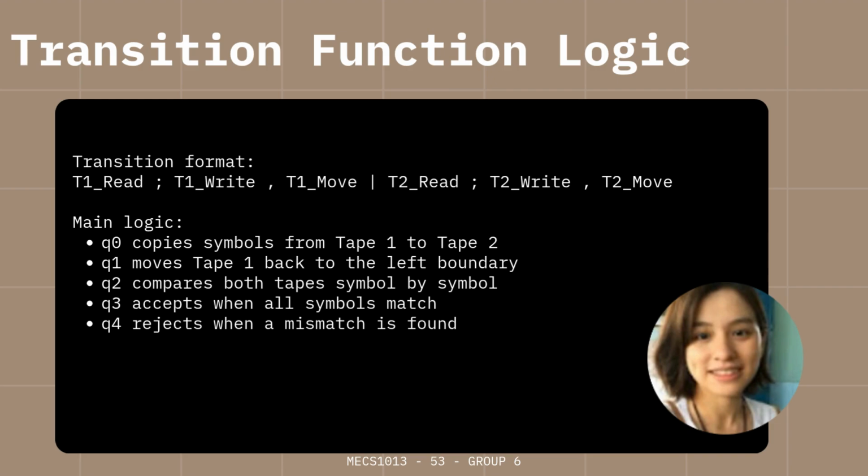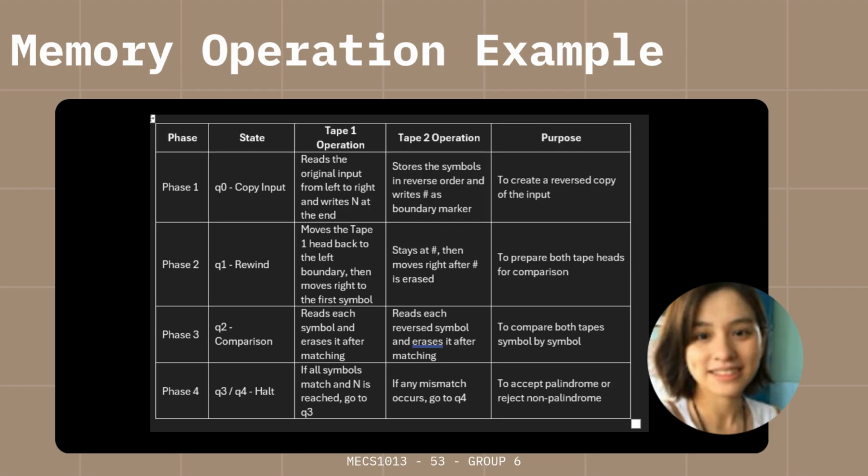In Q0, the machine copies the input. In Q1, it repositions the head of tape 1. In Q2, both tapes are compared. Matching symbols are erased and the machine continues comparing. If the machine reaches the end marker N after all matches, it goes to Q3 and accepts. If there is a mismatch, it goes to Q4 and rejects. This prepares the flow for sub 3 part where the execution trace will show the exact step-by-step running of the machine. This slide summarizes the memory operations using the input ABBA.